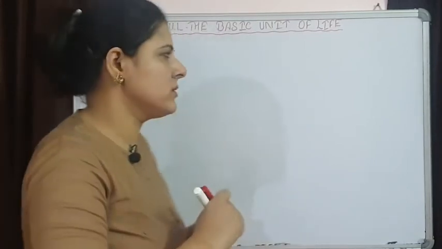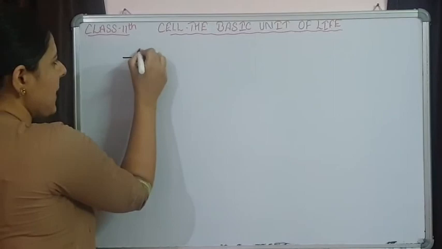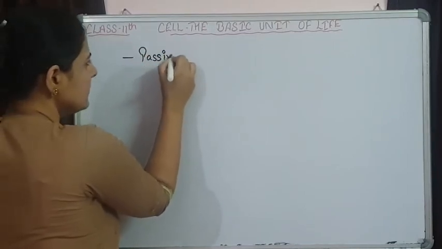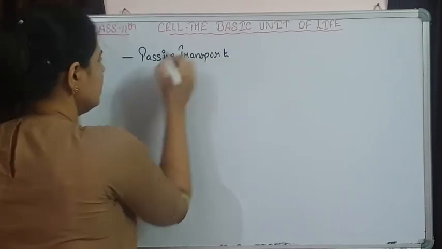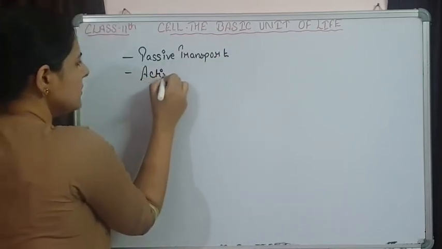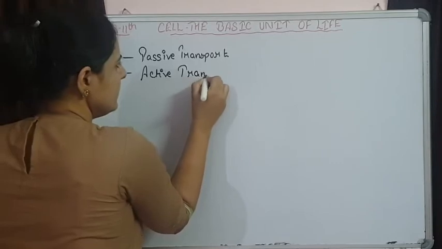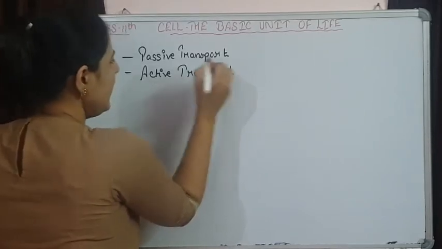through three methods through plasma membrane: by passive transport, active transport, and bulk transport.